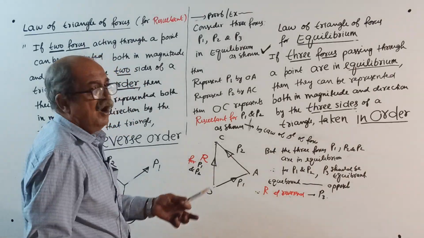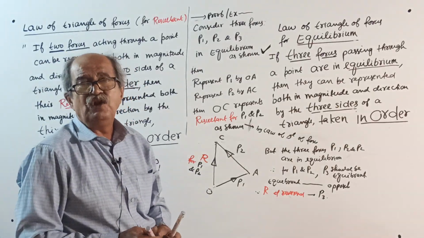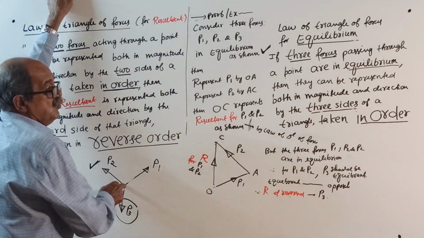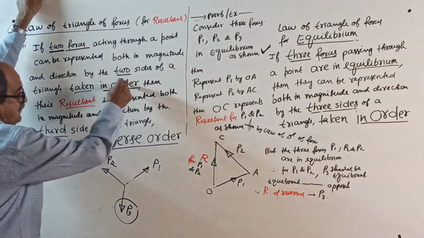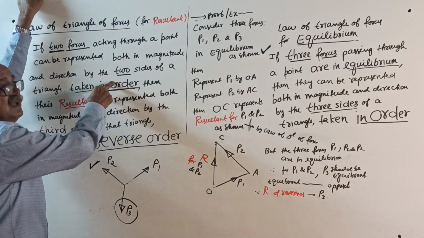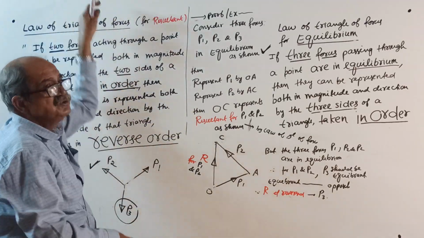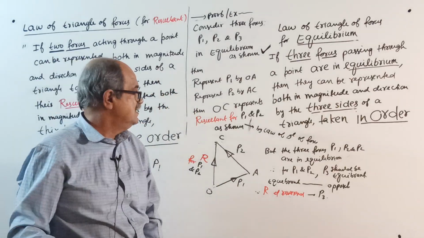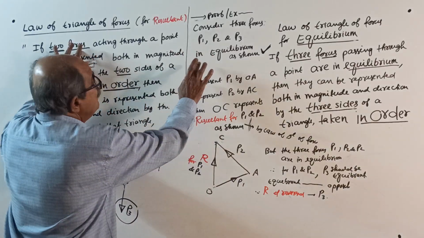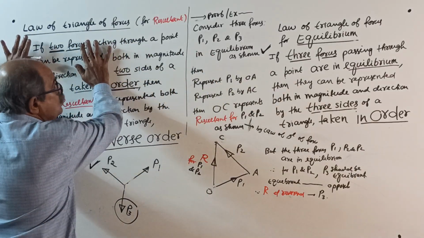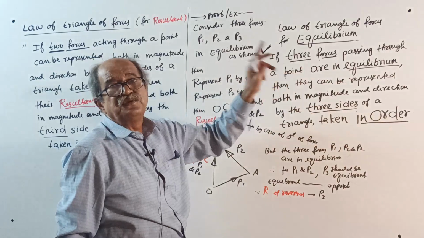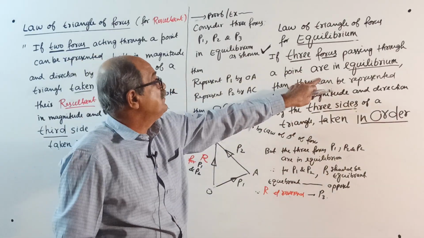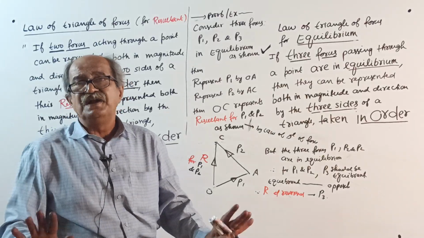This is the law of triangle of forces for equilibrium. Or simply you can say, P1 by one side, P2 other side. If it is equilibrium, the resultant should not be there. The last force should correctly come and join the first point. Simple to understand. So this is the law of triangle of forces, here for two forces, here for three forces. Two forces because one resultant is there. Three forces because there is no resultant.